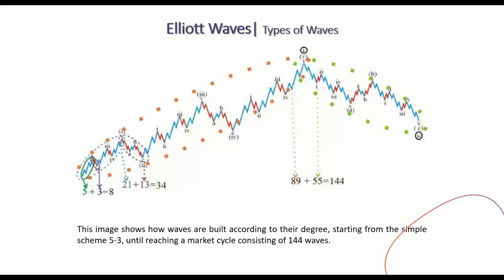So we have a question: where do cycles come from? The cycle is a way to define a certain amount of waves. Elliott called it a cycle degree, a set, a total of 144 waves.